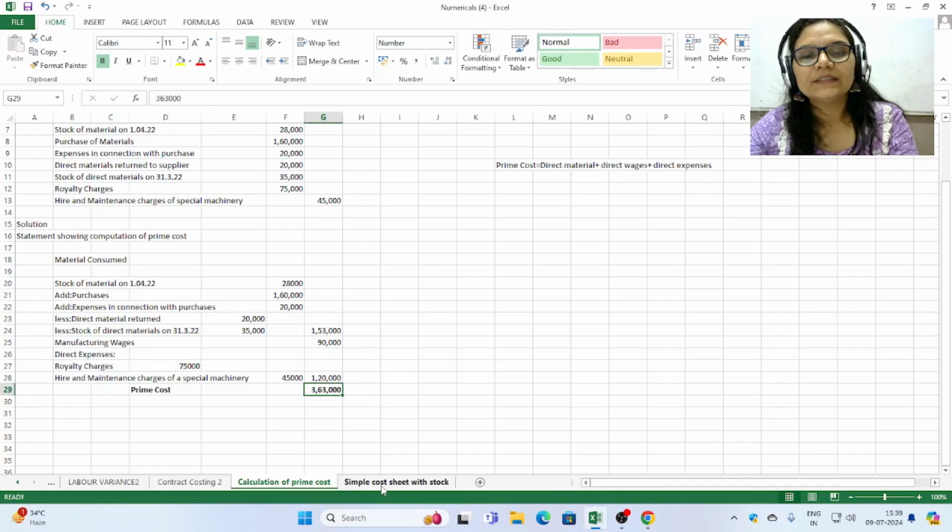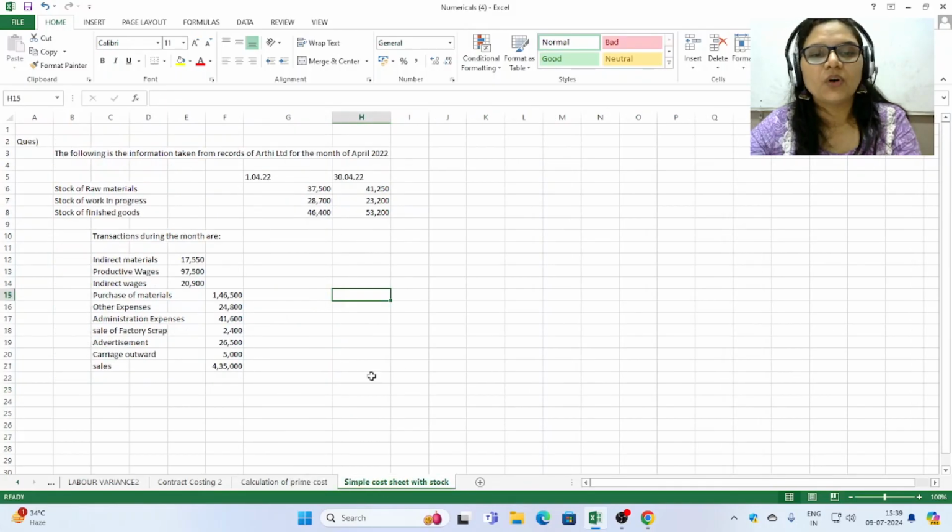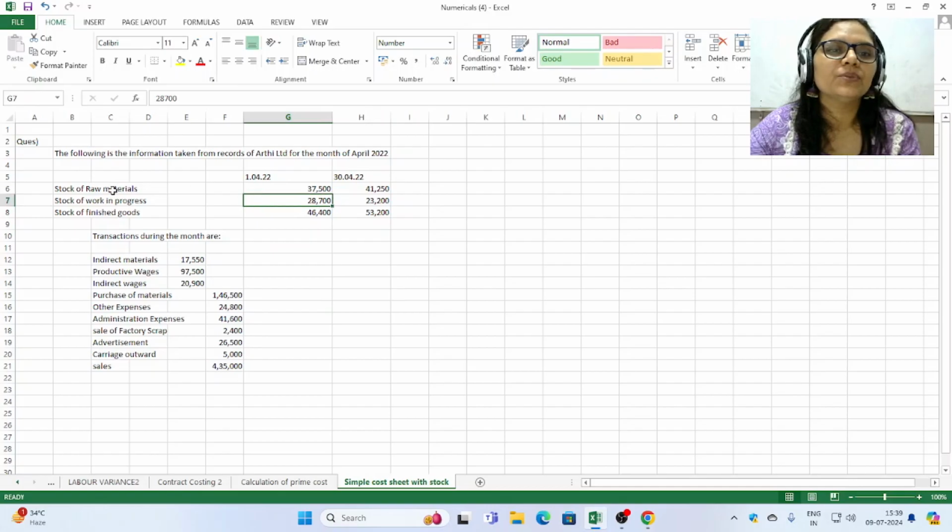Now next is simple cost sheet with stock. In this particular question, the following is the information taken from records of RT Limited for the month of April 2022. Stock of material, stock of work in progress, stock of finished goods as of first April 22, we have been given all these transactions. Transactions during the month are indirect material, productive wages, indirect wages, purchase of material, other expenses, administration expenses, sale of factory scrap, advertisement, carriage outward, sales.